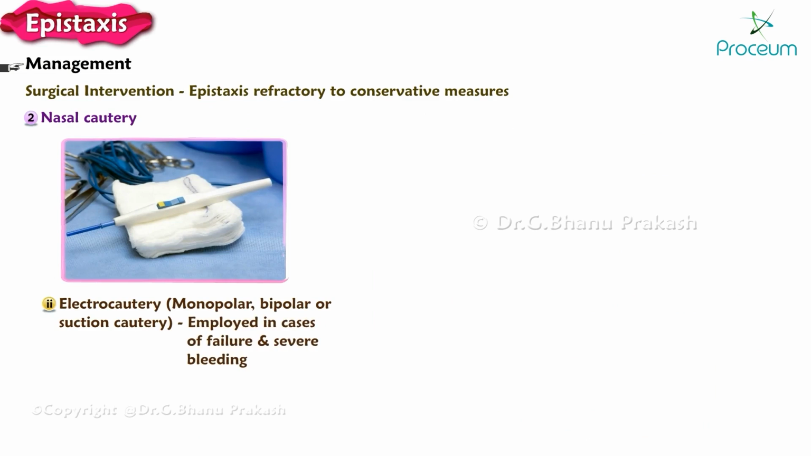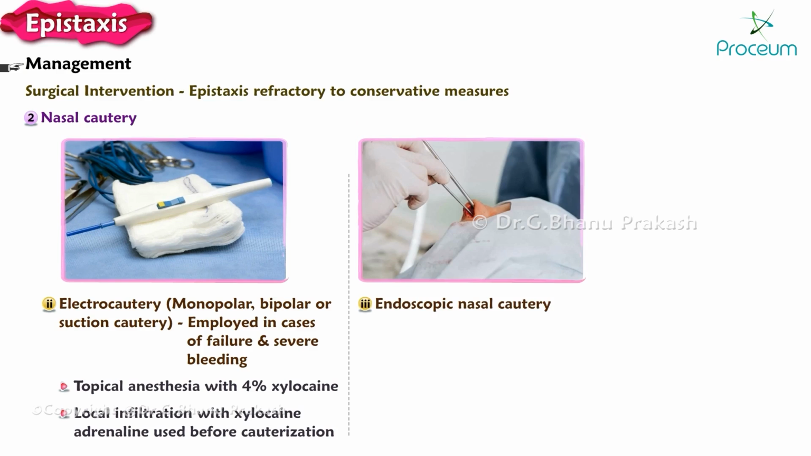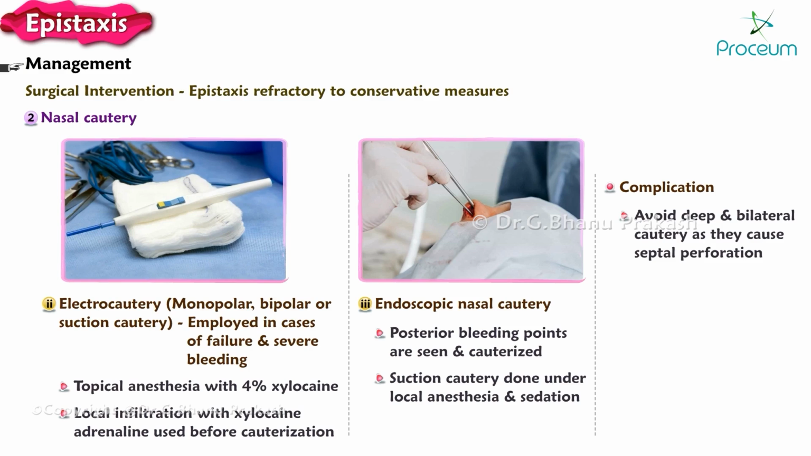It's employed in cases of failure and severe bleeding. Topical anesthesia with 4% xylocaine and then local infiltration with xylocaine adrenaline are used before cauterization. 3. Endoscopic nasal cautery. Posterior bleeding points are seen and cauterized better under endoscopic vision. With the help of suction cautery, the procedure may be done successfully under local anesthesia and sedation. 4. Complication. Avoid deep and bilateral cautery, as they can cause septal perforation.